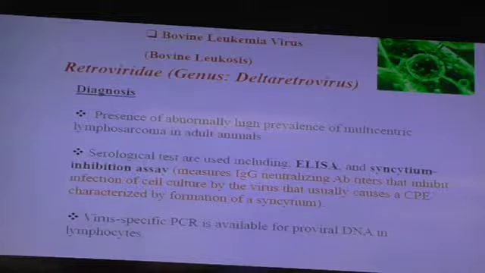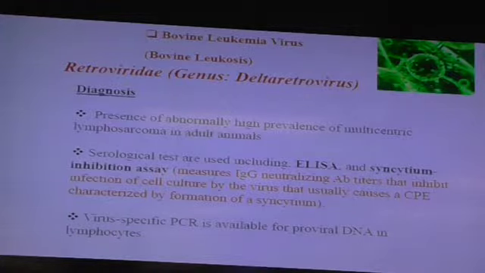Now, when it comes to diagnosis, this disease can generate a very strong antibody response, in the same way as FIV. So ELISA for antibodies can be used in this case. However, there is also a cell culture assay, which is called the syncytium inhibition assay.